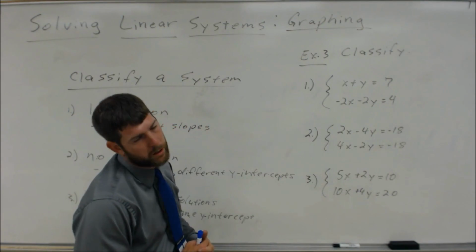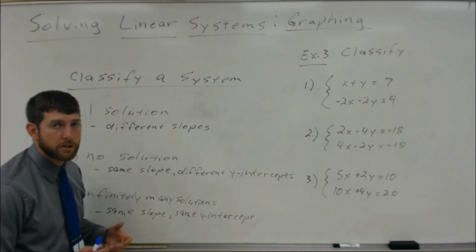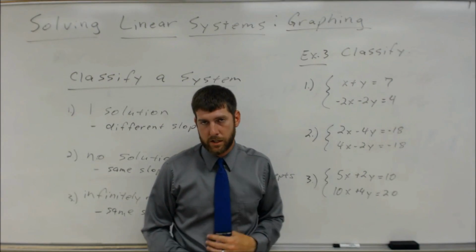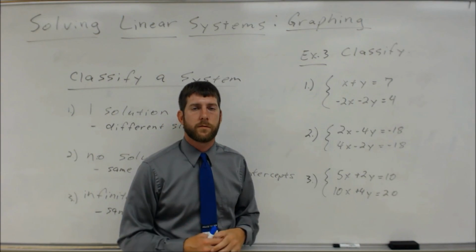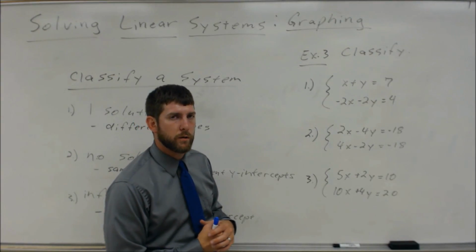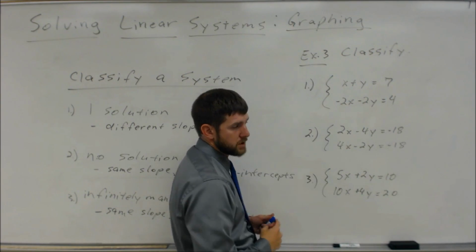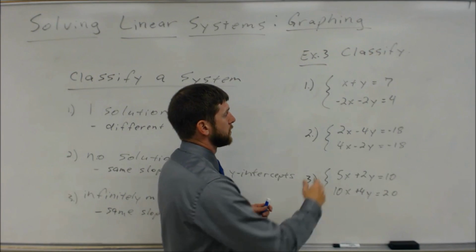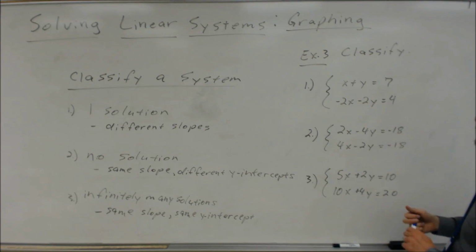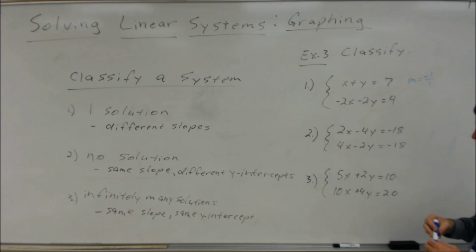Okay, so here we go. We've got three systems that we want to classify. One solution, no solution, or infinitely many solutions. So we're going to start by looking at the slope. I don't even have to get into slope-intercept form. Slope is rise over run. We get that from our y's divided by our x's. So let's just look at the ratio of y coefficients to x coefficients. My y is 1, my x is 1. So the slope for the first one would actually be a negative 1 because we'd have to move it to the other side. So the slope for the first one is negative 1 to 1.